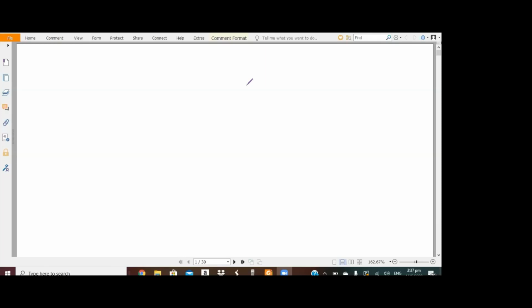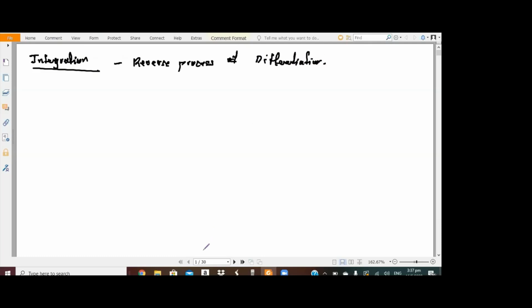So what I'd like to do is start by defining integration, right? Mathematically, we define integration as the reverse process of differentiation. So when we talk about integration, basically what we're doing is trying to reverse whatever we would normally do in the sense of differentiation.